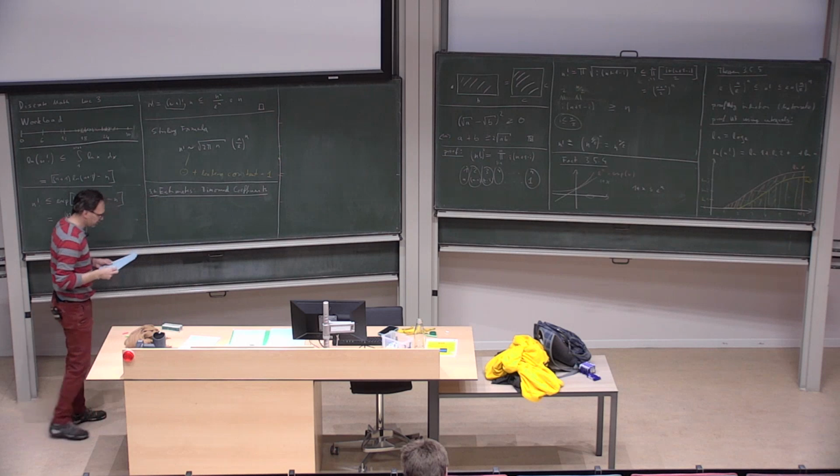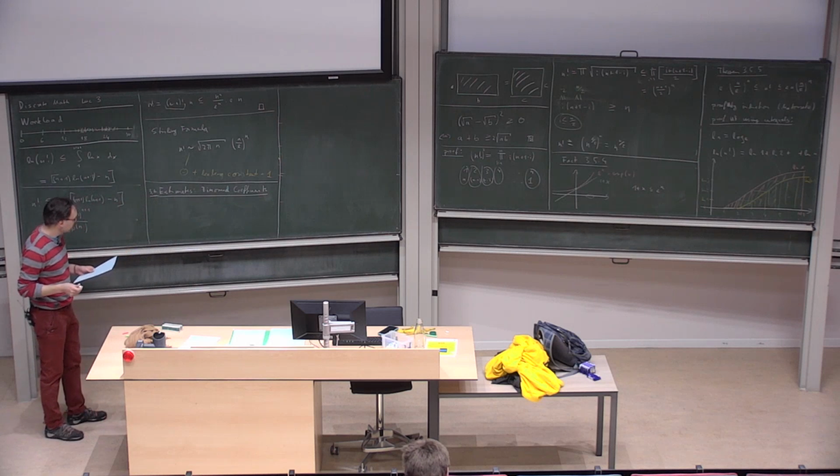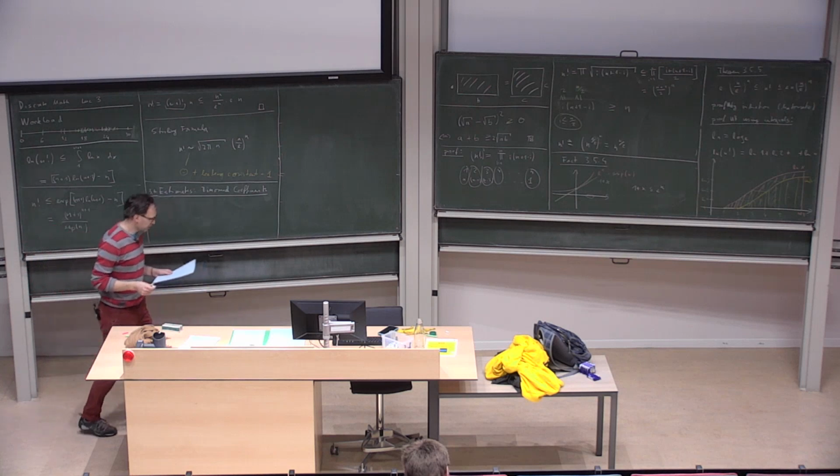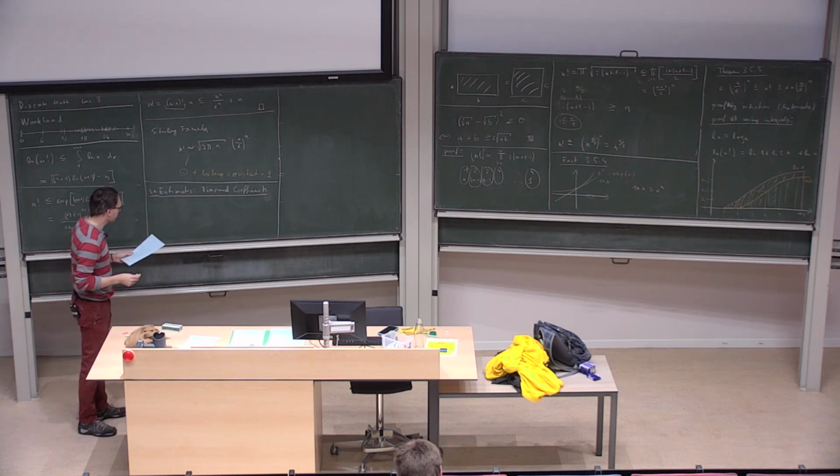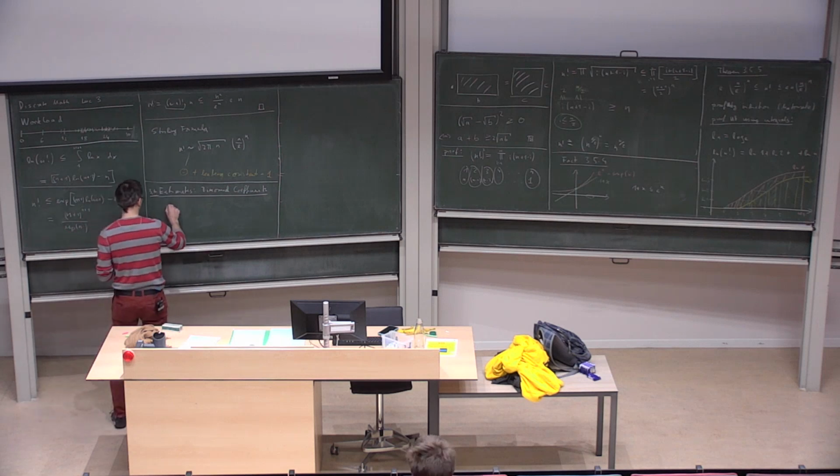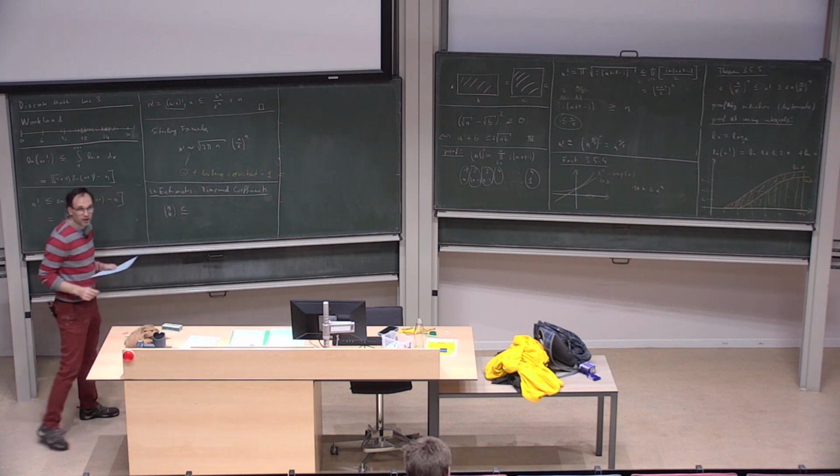So that's the last chapter for today. We look at some asymptotic estimates for binomial coefficients. Let's take n choose k. Can you give me a trivial upper bound?